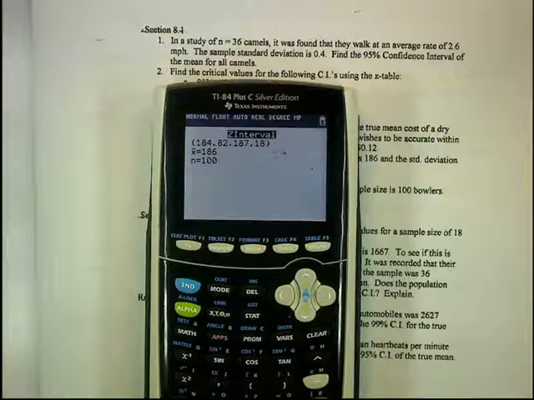So confidence interval width decreases. As we increase the sample size from 40 to 100 bowlers, the confidence interval width decreased from 4 down to 2.